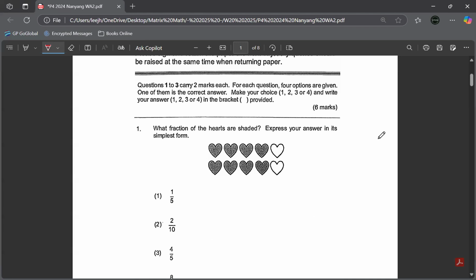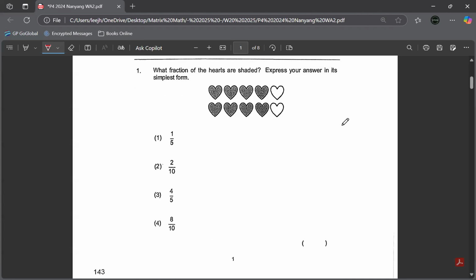So section A, first question. What fraction of the hearts are shaded? Express your answer in the simplest form. If you look at this, you can see that out of 10 hearts, 8 hearts are shaded. So the fraction is 8 over 10, but you need to give it in simplest form, which means you need to simplify.